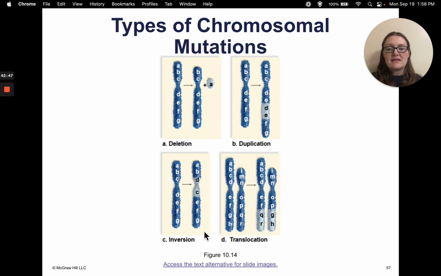So here we can see how these work. A deletion is when this one is taken out. A duplication is where we have DE and it duplicated to DE. An inversion, it was going A, B, C, D, and now we go A, B, D, C. It's switched and went the wrong way. And translocation is, again, just cutting a chunk off, almost like crossing over, but in this case with non-homologous chromosomes.